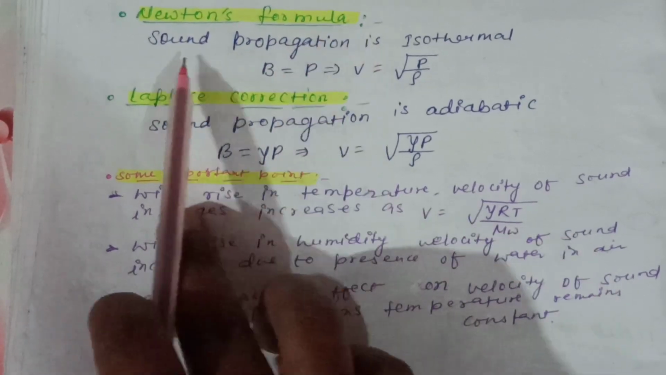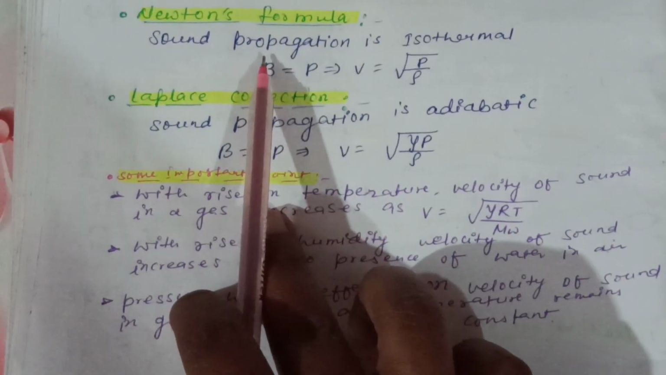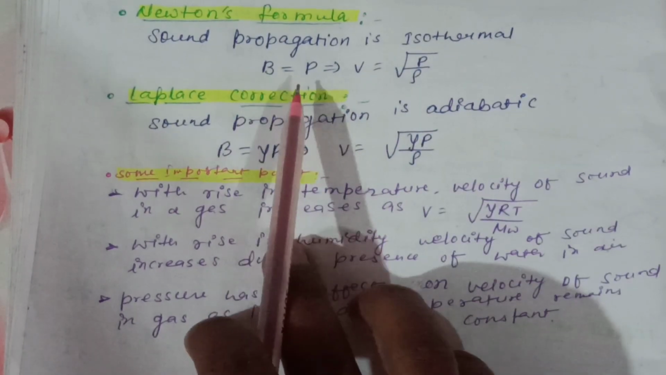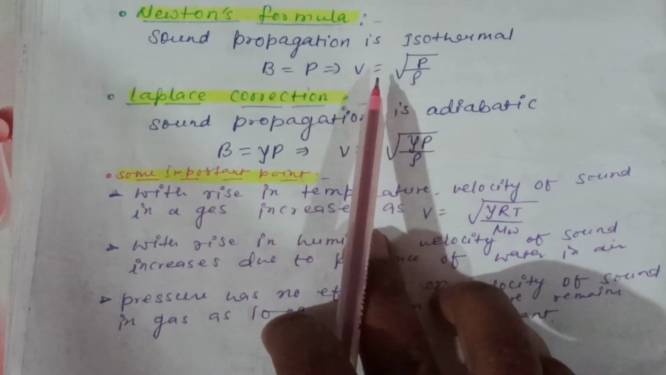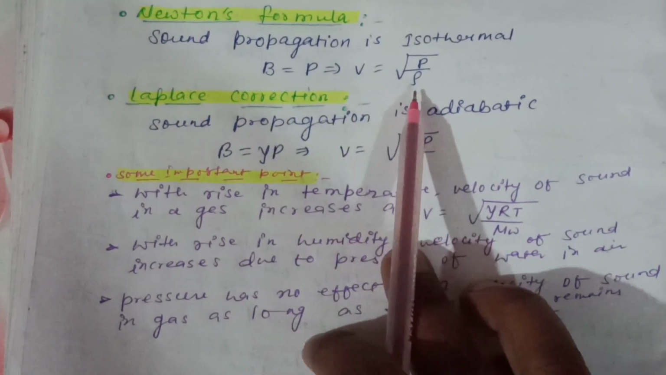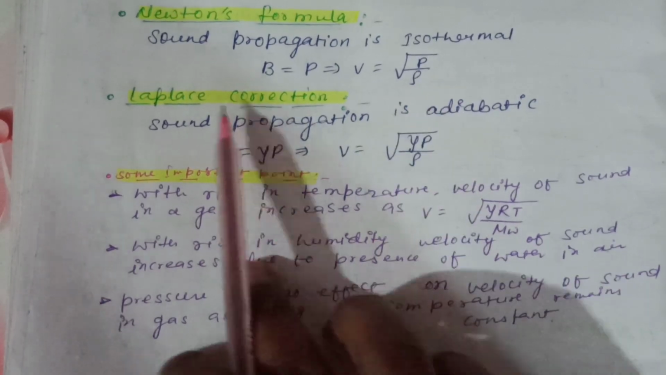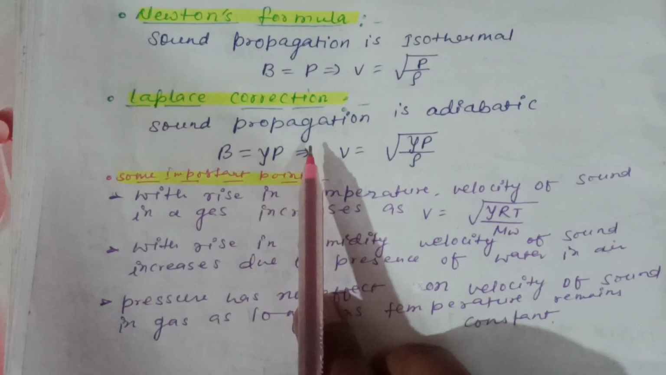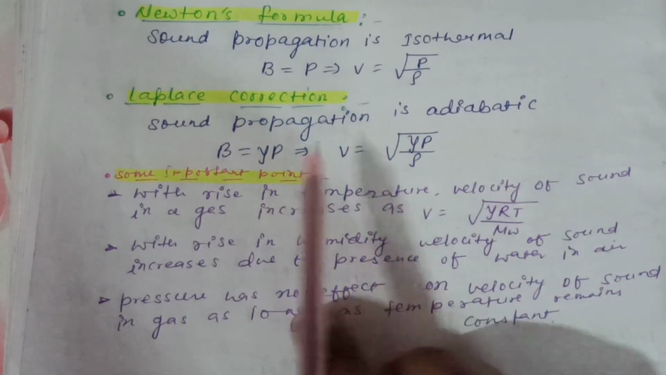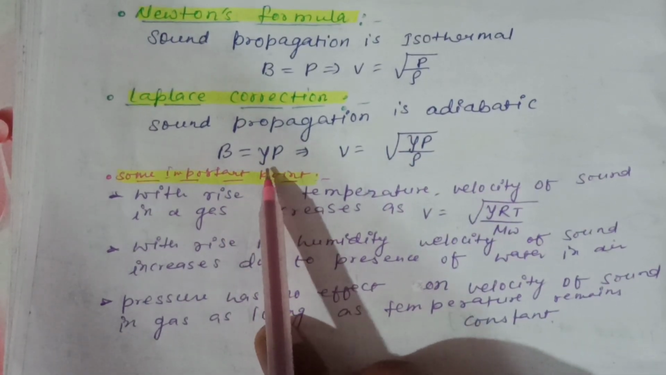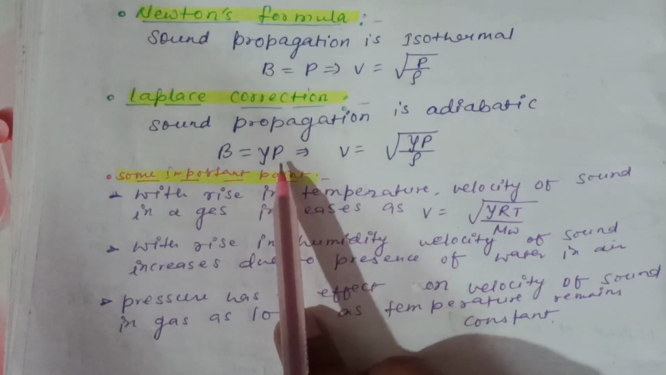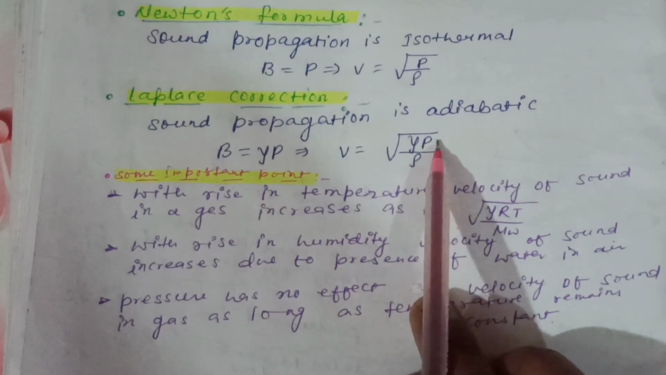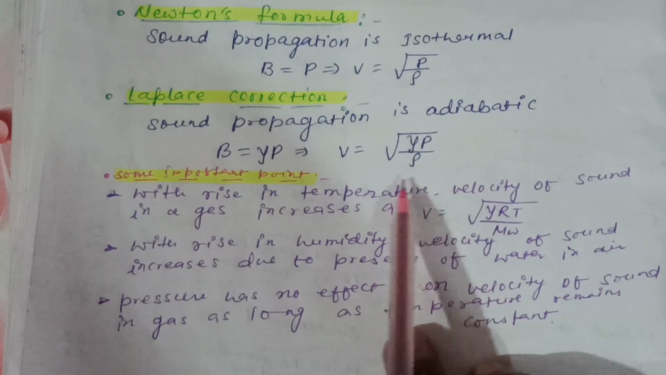Newton's formula: sound propagation is isothermal. Beta is equal to P and v is equal to under root P upon rho. Laplace correction: sound propagation is adiabatic. Beta is equal to gamma P. v is equal to under root gamma P upon rho.